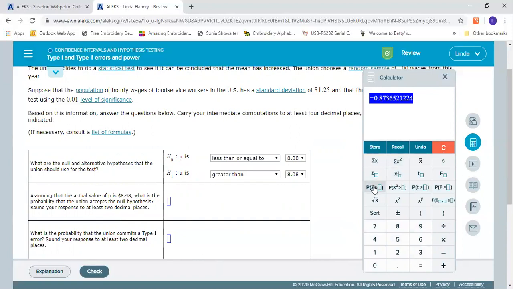So I'm going to hit the P sub Z to pop that in there, and then again talking about, do I need the 1 minus or not? I want to figure out the probability that we accept the null. The null value is the less than or equal to. Since this is the less than or equal to, we don't need the 1 minus. I'm going to go ahead and hit equal, and we have 0.19.